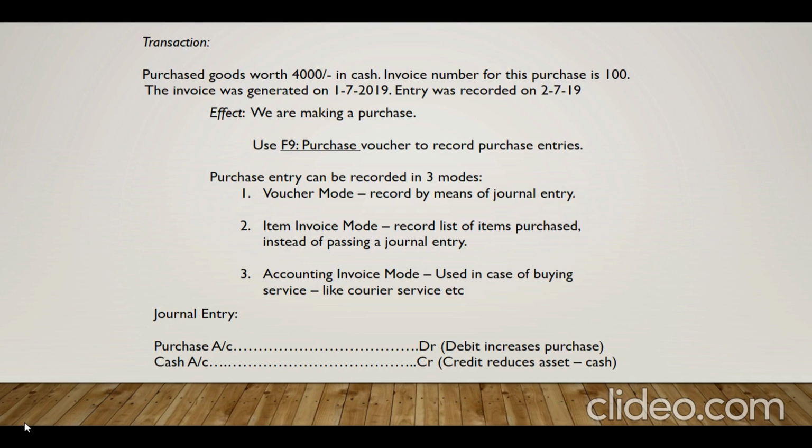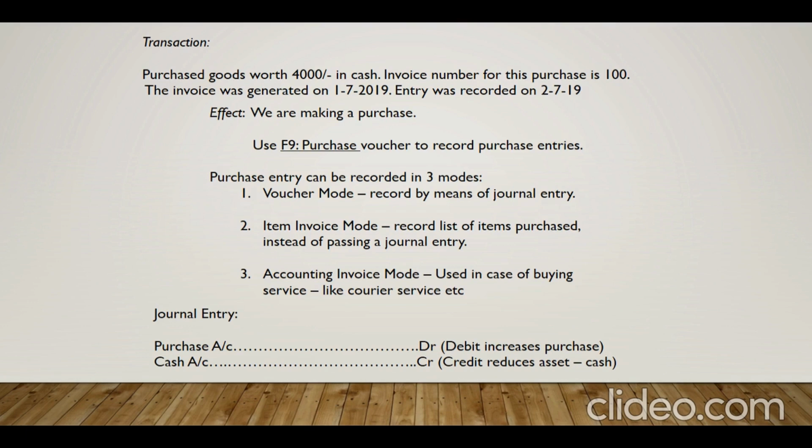In this mode you can just enter the list of the items which you have purchased, and the purchase entry will be recorded in the background. That mode is known as item invoice mode, and the third mode is accounting invoice mode. I will demonstrate the use of each mode at a later time. For this entry we will use the voucher mode, which means that we are going to record a journal entry.